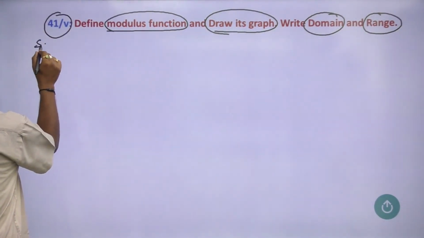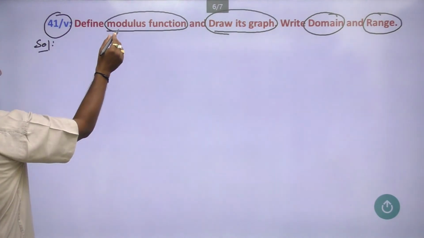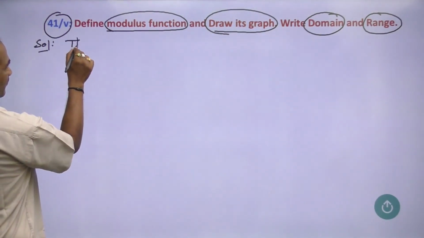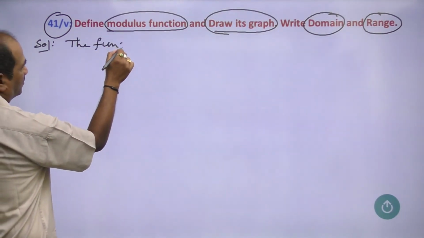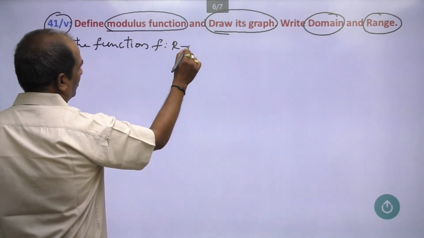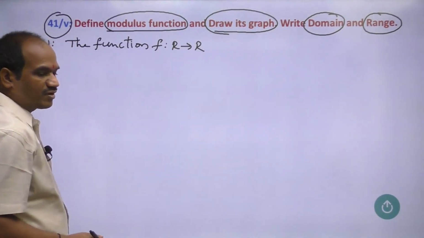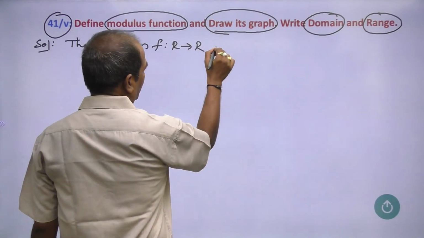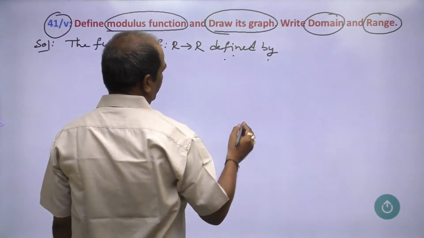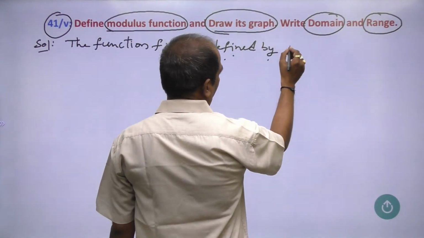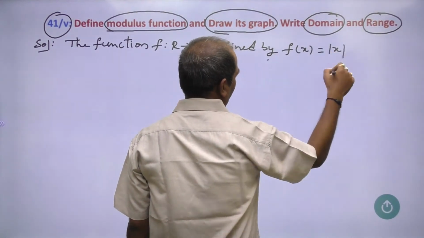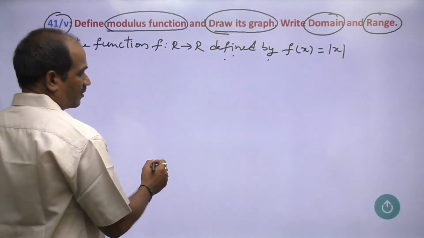In the solution, first write the definition here. The function f is a mapping from R to R, defined by f of x is equal to mod x, for every x belongs to R.